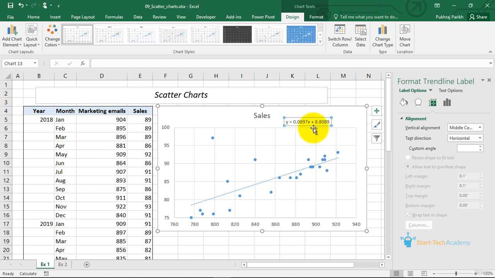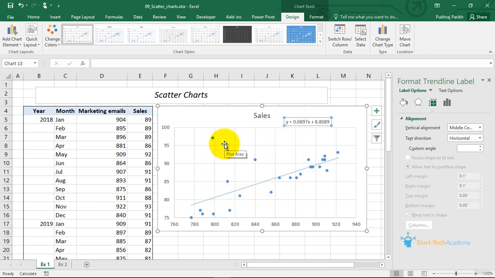So what this means is, if you want to find out what will be your sales when you are sending out 1000 emails, you can just put the value of x as 1000. It will come out to 89.7 plus 8.8. So your total sales will be 89.7 plus 8.8, which will be nearly 98.5. So this is how this equation can be used.